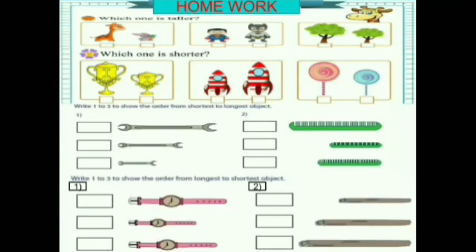Children, do this homework. First one, which one is taller? Second one, which one is shorter? Third one, write 1, 2, 3. Show the order from shorter to longest object. Fourth one, write 1, 2, 3 to show the order from the longest to shorter object.